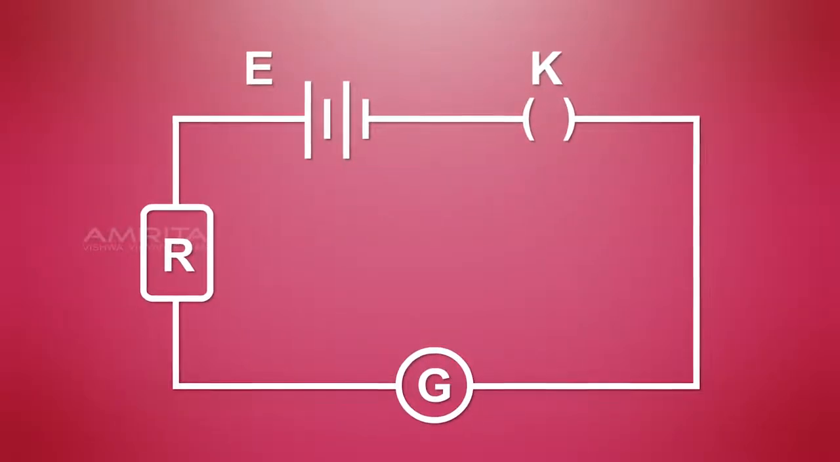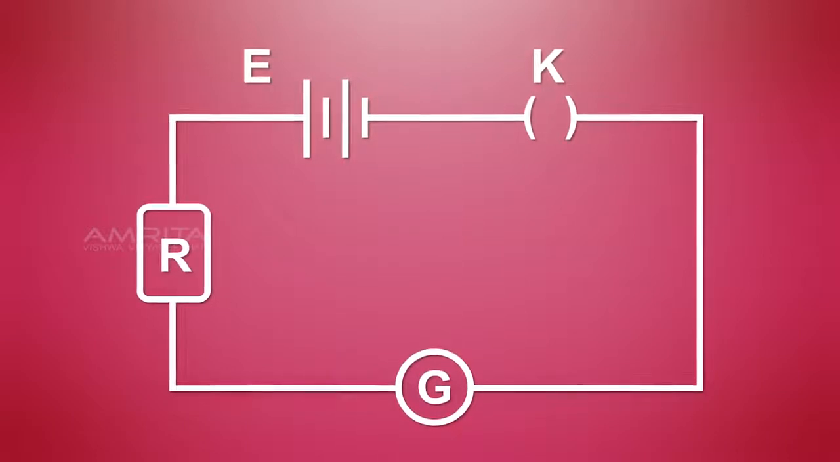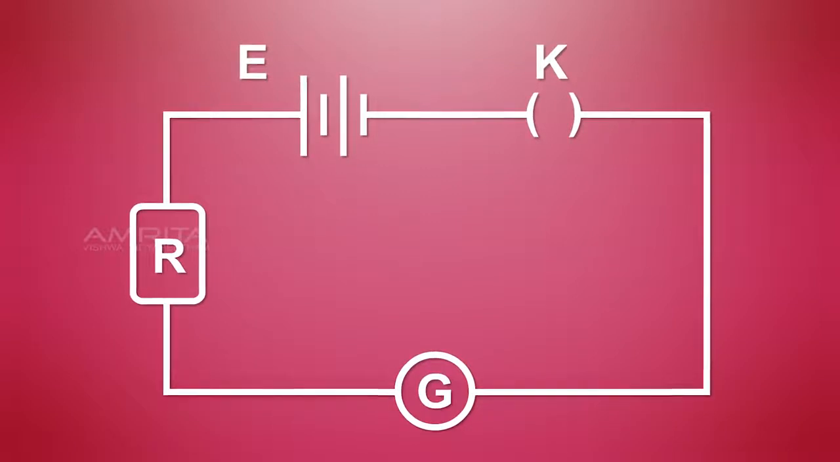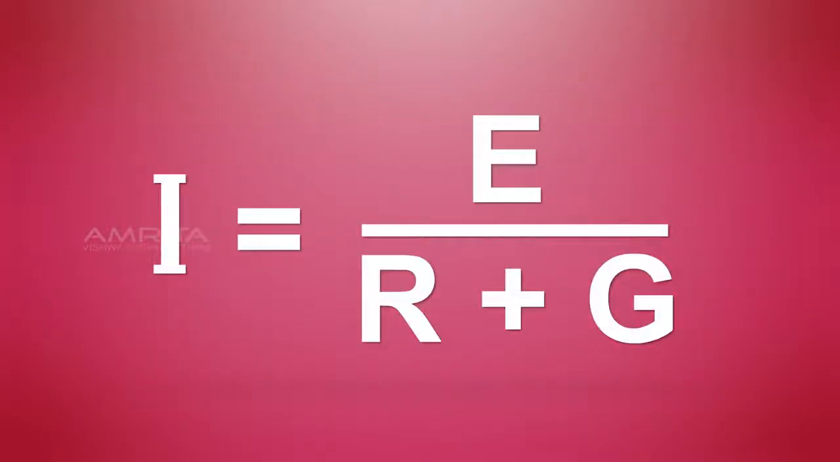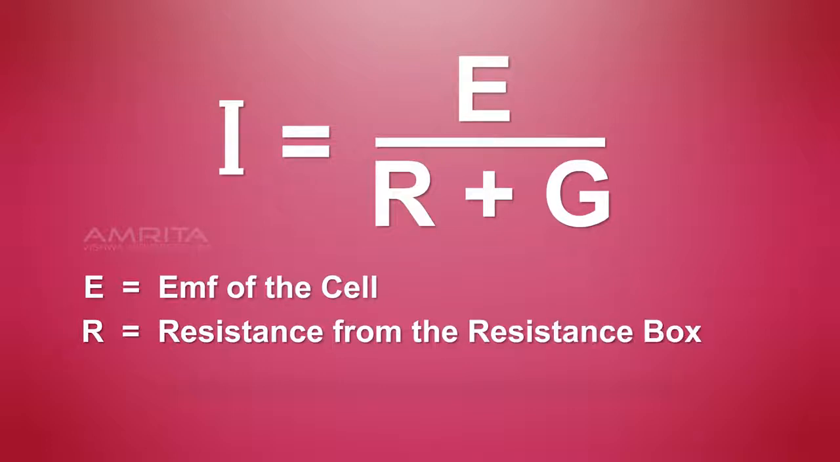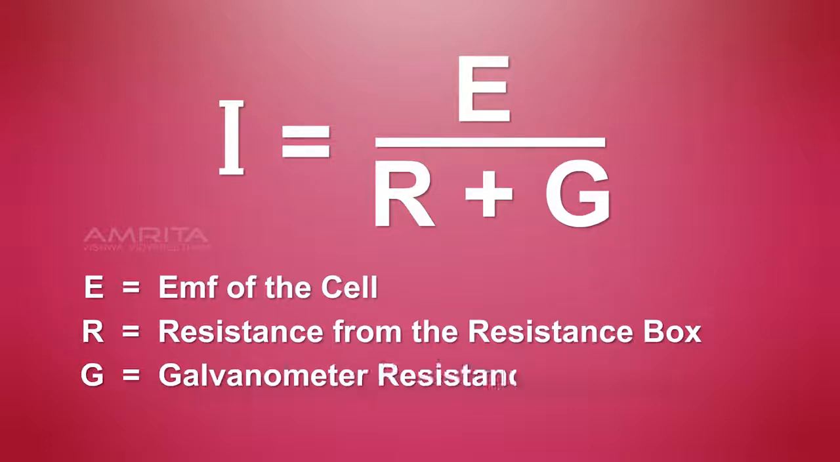Principle: when a galvanometer is connected in series with a cell via a resistance box of high resistance, the current flowing through the circuit I is equal to E divided by R plus G, where E is the EMF of the cell, R is the resistance from the resistance box, and G is the galvanometer resistance for current I.